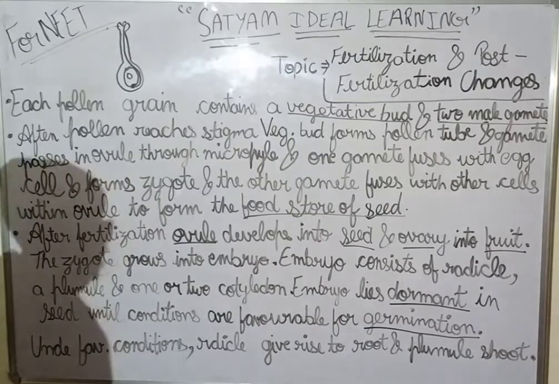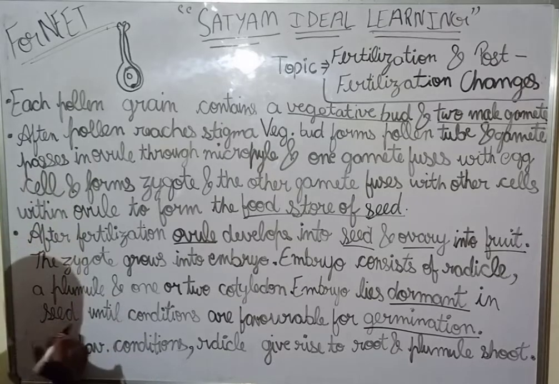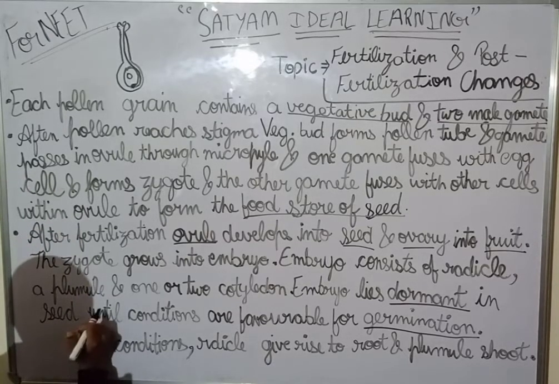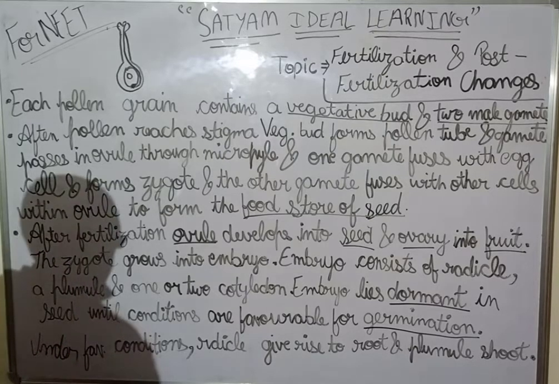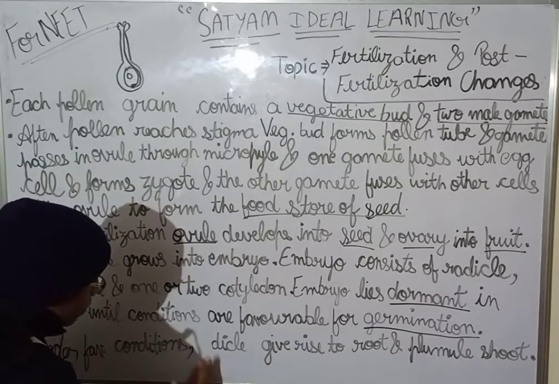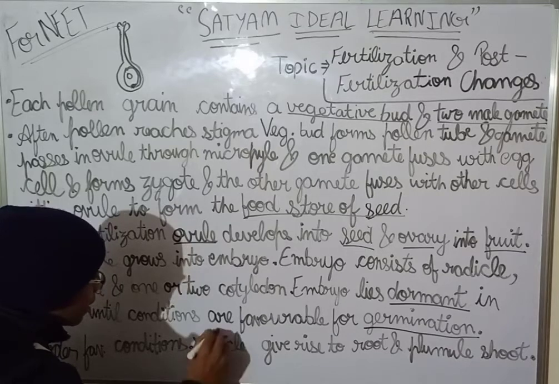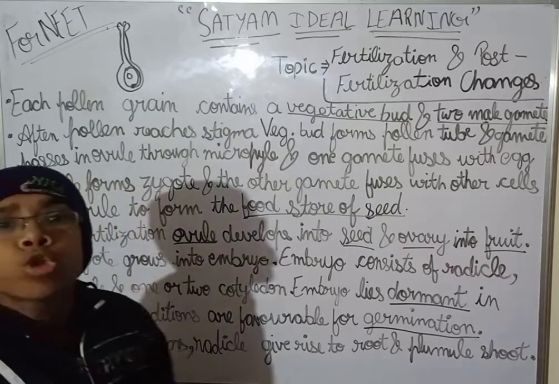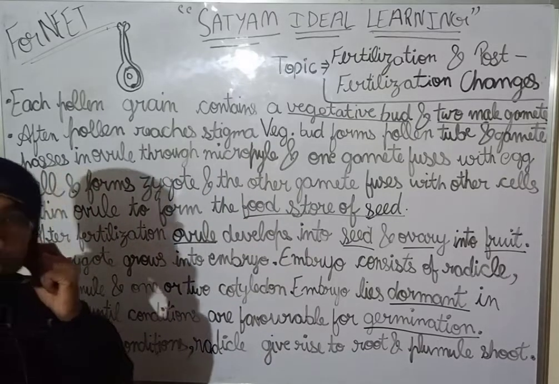Are you getting my point, guys? So under favorable conditions, what happens? Under favorable conditions, the radicle gives rise to the root and the plumule gives rise to the shoot.